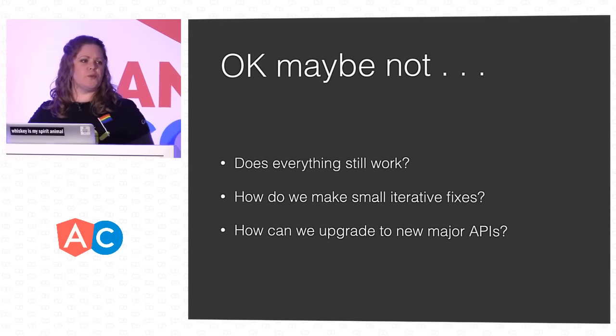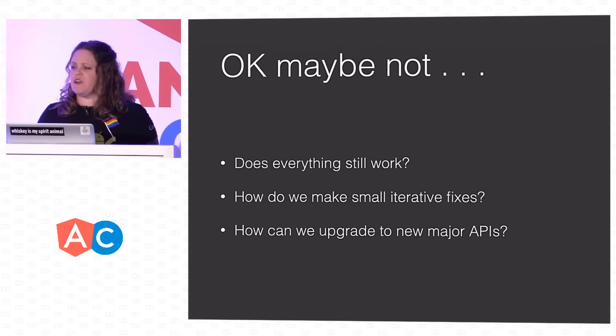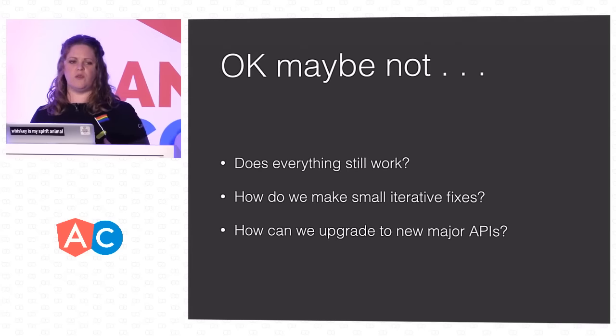Okay, maybe not. So it's actually maybe not great that JavaScript usually isn't compiled because that means that we don't know if our code actually works against the current APIs. And then if we do find a problem, how can we make small iterative fixes? I don't really want to fix any problems and upgrade to a new library all in one pull request. So I do not want to upgrade to Angular 2 in one commit. That sounds really bad to me.